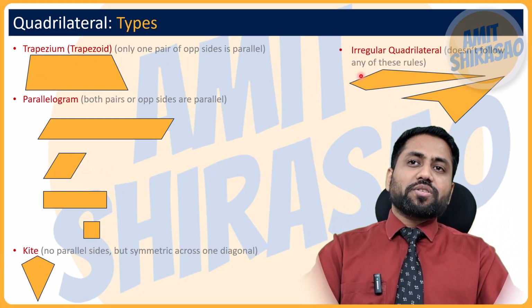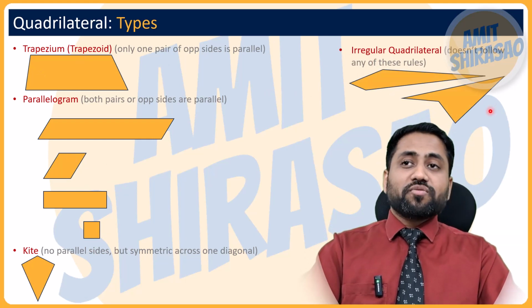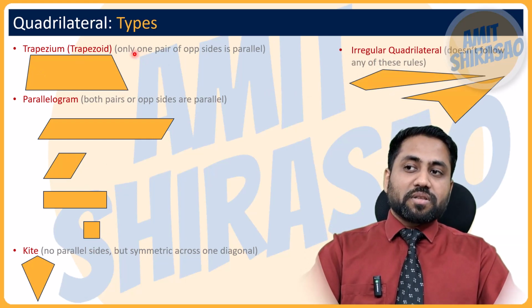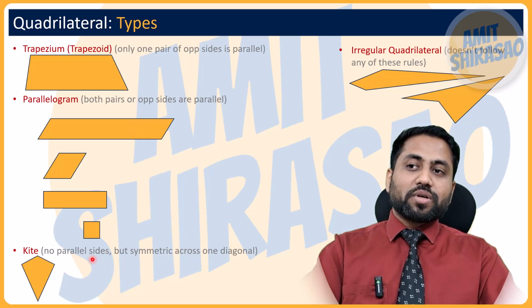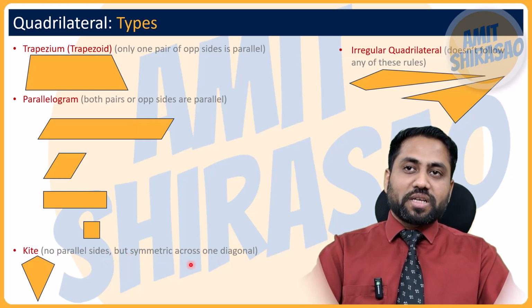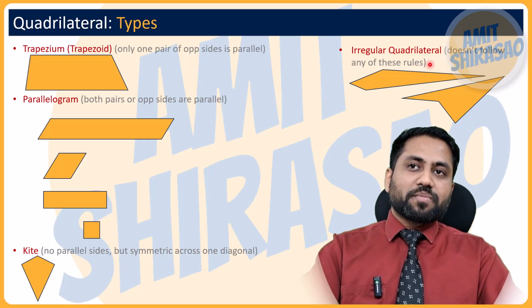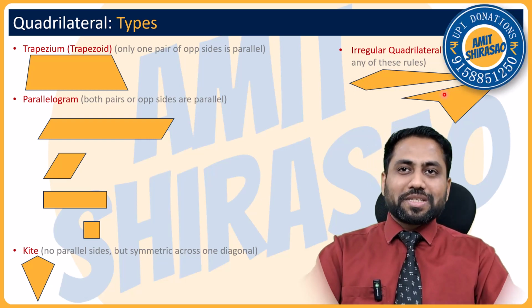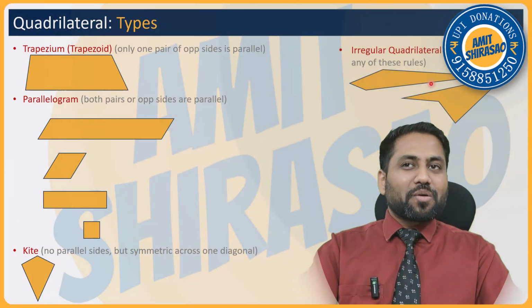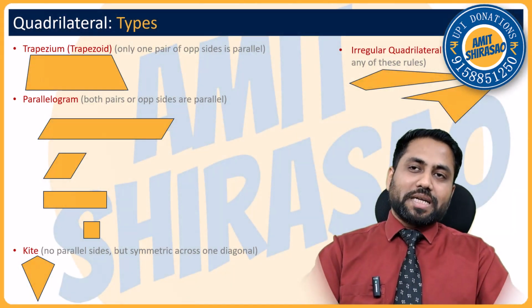And then there could be quadrilaterals which don't support any of these rules, meaning they don't have any parallel sides and they don't have symmetry across one of the diagonals. They are called irregular quadrilaterals. This is an irregular one, this is also an irregular one, which looks like I have punched it. So all these are irregular quadrilaterals.